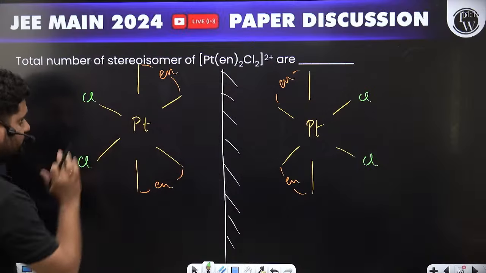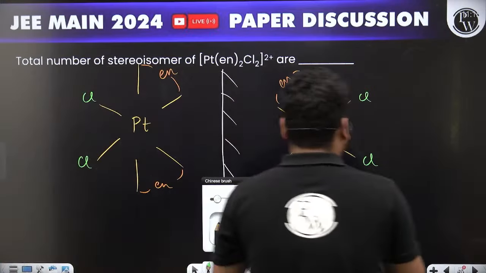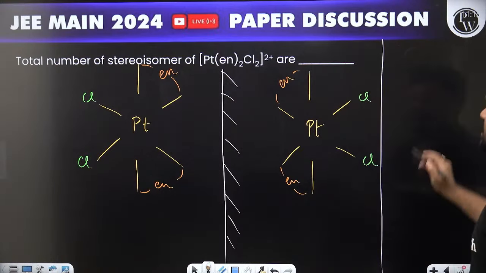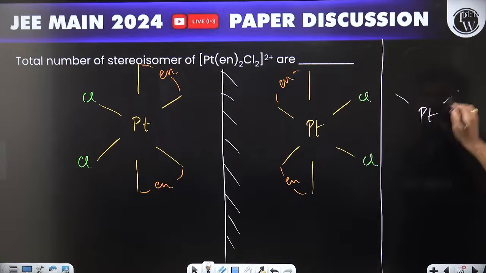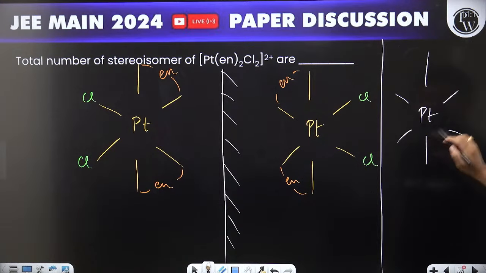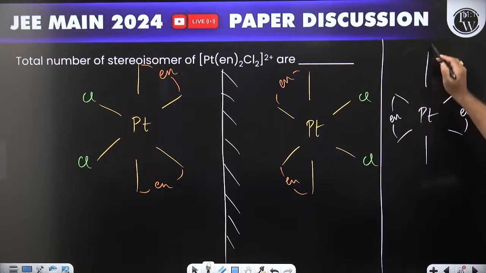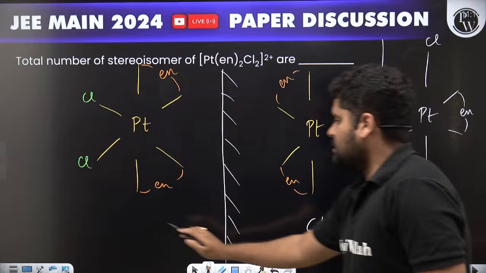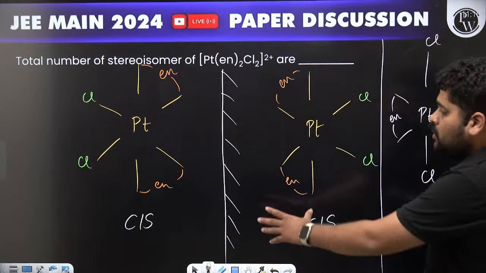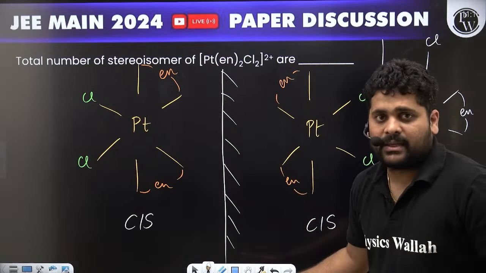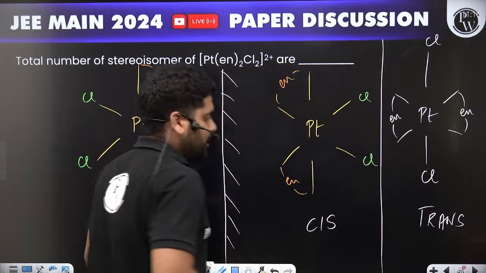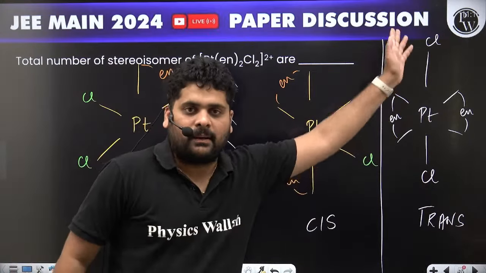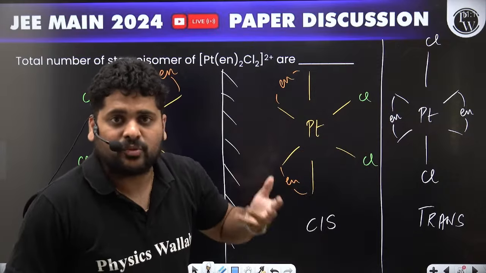This is our cis form. We have another form which is going to be called the trans form. Okay, see, we have Pt and then 1, 2, 3, 4, 5 and 6. Let us put en over here, first en over here and second en over here, and then we will put Cl and Cl. So this is our trans form. Okay, this is the cis form. This is also a cis form. So the two cis forms would have optical isomerism, whereas the trans form does not have an optical isomer, because when you put a mirror, you are not going to get a non-superimposable mirror image.